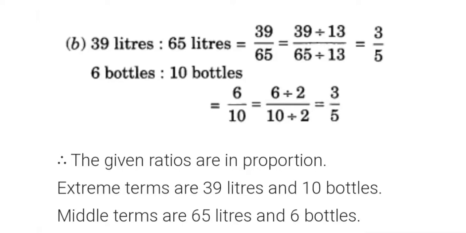See the second one. Number B, 39 liters ratio 65 liters, 6 bottles ratio 10 bottles. Both are divisible by 13, so it will come 3/5. And the second one, 6/10, here both are divisible by 2, so it will come 3 upon 5. So this is also in proportion. Here the extreme terms are 39 and 10 and the middle terms are 65 and 6.